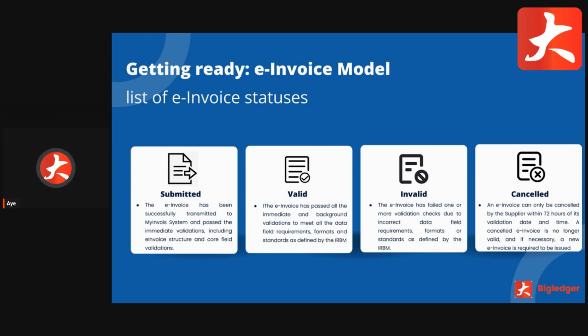Okay, and then there are 4 types of e-invoice status. So one is submitted. Submitted means the e-invoice has been successfully transmitted to the MyInvois system and passed the immediate validations, including e-invoice structure and core field validation. After the submission, it will be valid. Valid means the e-invoice has passed all the immediate and background validation to meet all the data field requirements, formats, and standards as defined by the IRBM. So once it's valid, the supplier can share the UUID and QR code with their buyer.